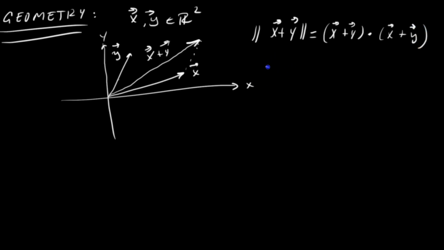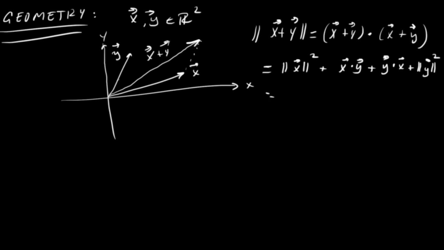So let's use our distributive property to distribute it. So what do we have? First one, we have x squared, so it's the magnitude of x squared. We have x dot y. We have a plus y dot x. And then lastly, we have a plus magnitude of y squared.